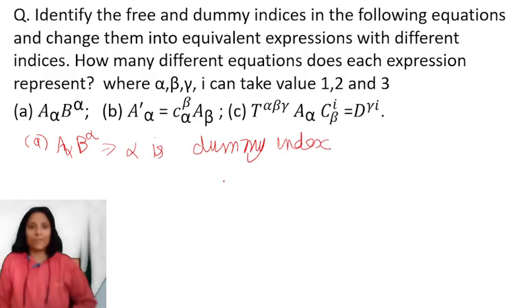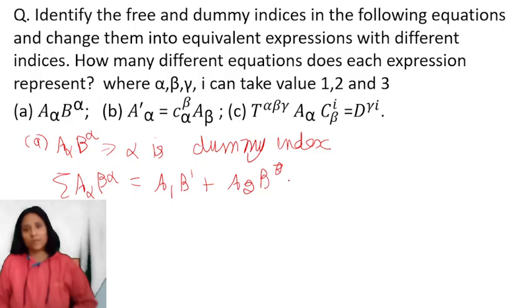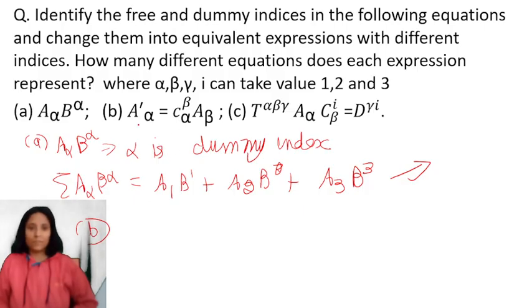I can replace alpha with another variable, and I can also write this as a summation over alpha of A alpha B alpha, like A1 B1 plus A2 B2 plus A3 B3. So I only get one equation. Here I get only one equation in part A, because there is no LHS and no free index.